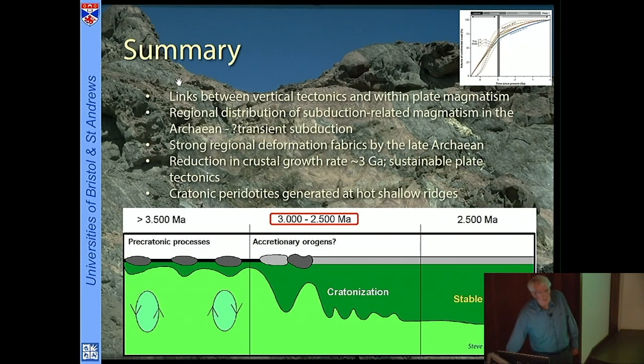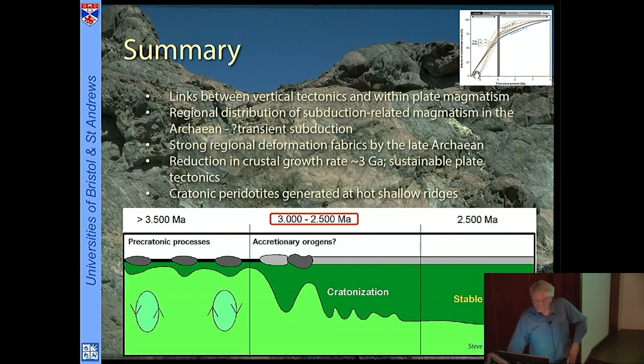And let me just summarize some of the things that maybe we've talked about. The key thing is to leave us with a sense of scale, all right? That we have regional studies, and we have global studies, and how do we link one to the other? We're encouraged, I guess, by the fact that wherever we have reasonable evidence for dome and basin structures and implied vertical tectonics, we don't get subduction rate of magmatism. If you like, we get within plate magmatism. There is this aspect that from 3.8 to 2.8, different parts of the world had subduction magmatism and other parts had within plate. And maybe that was a phase of transient subduction taking place before the whole thing started to dominate. We start to get strong regional deformation fabrics by the late Archean. We start to get dike swarms developed from 2.6.